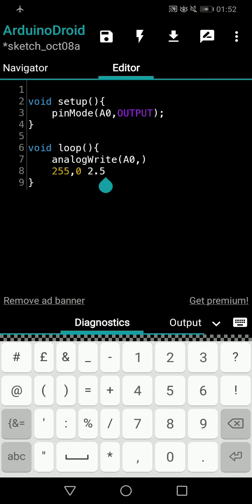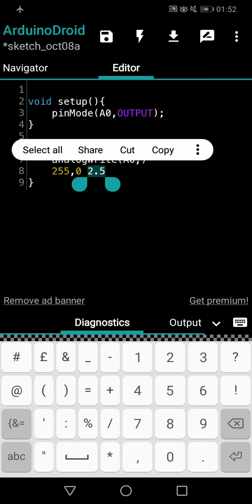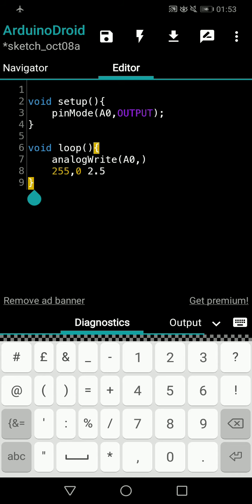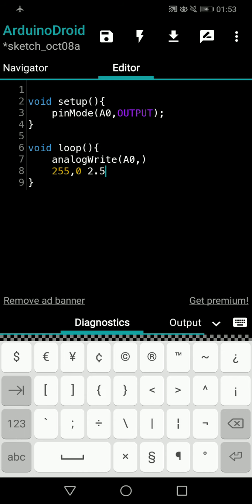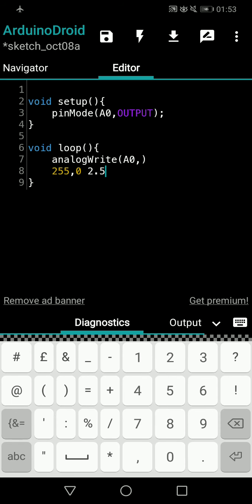When it comes to digital write, I cannot give 2.5 voltage. It's not possible, because digital has only 5 voltage and ground, that means high and low. So 2.5 voltage, how can I give? The answer is, we have the values, no? We can give an intermediate value.